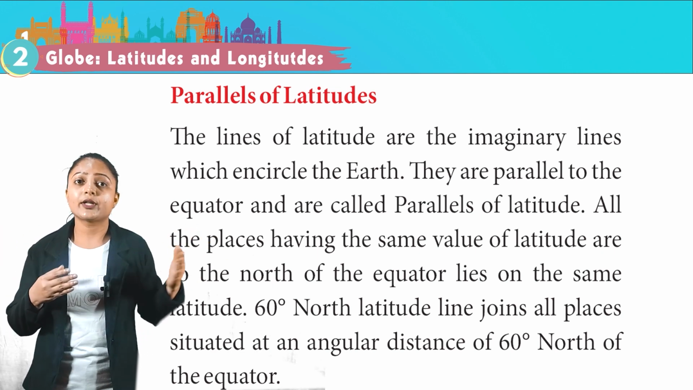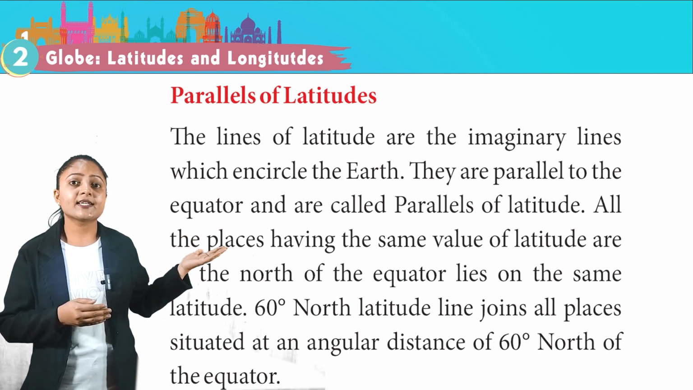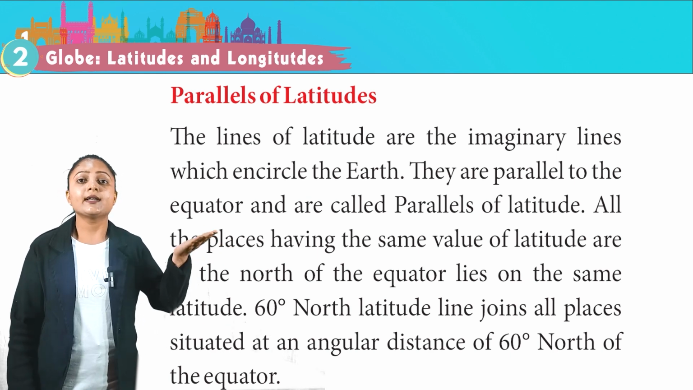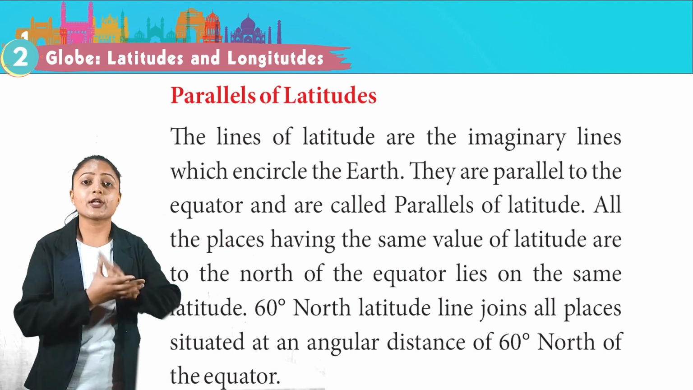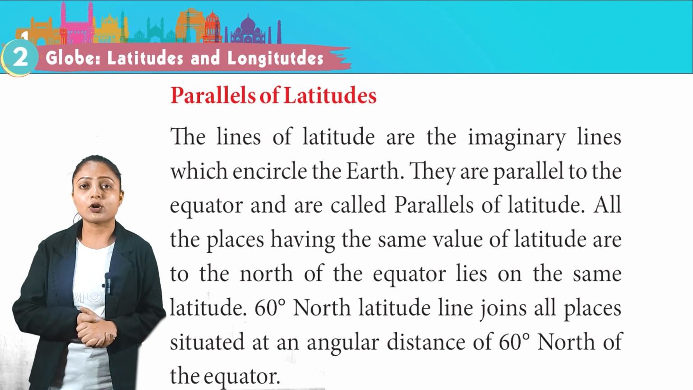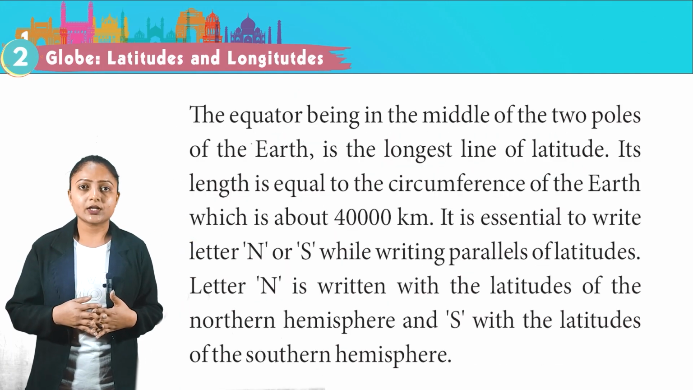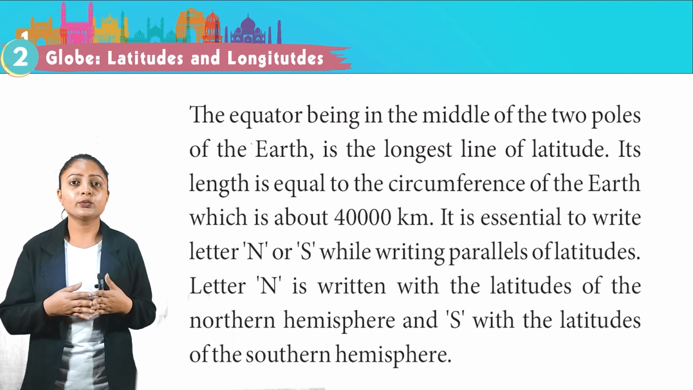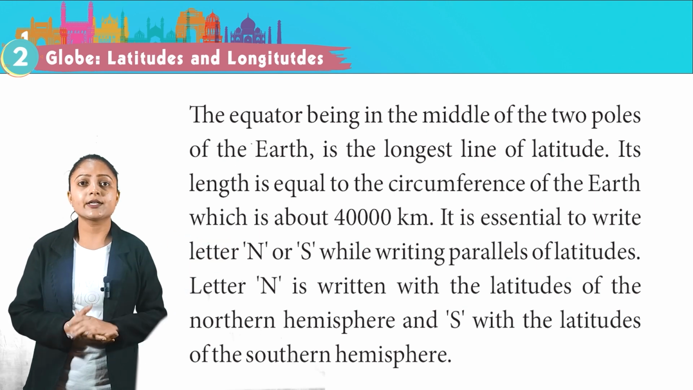They are parallel to the equator and are called parallels of latitude. All the places having the same value of latitude lie on the same latitude. The 60 degree north latitude line joins all places situated at an angular distance of 60 degrees north of the equator. The equator, being in the middle of the two poles of the earth, is the longest line of latitude. Its length is equal to the circumference of the earth, which is about 40,000 km.